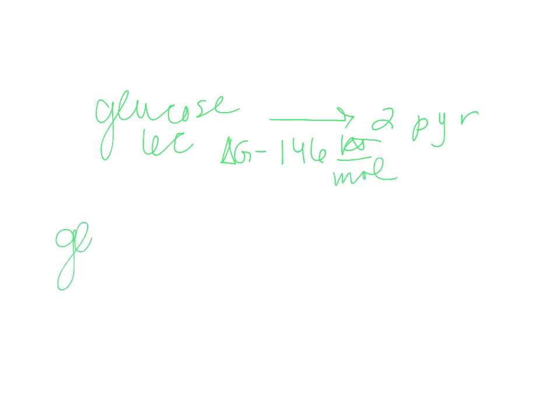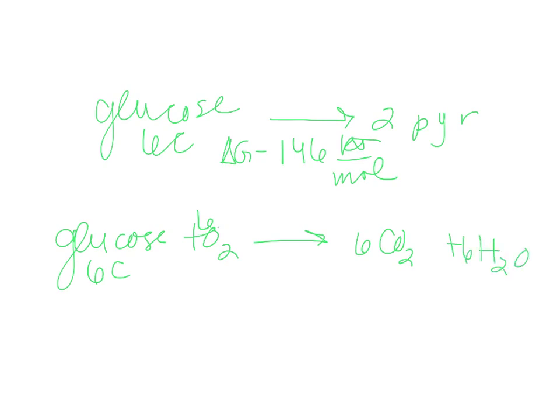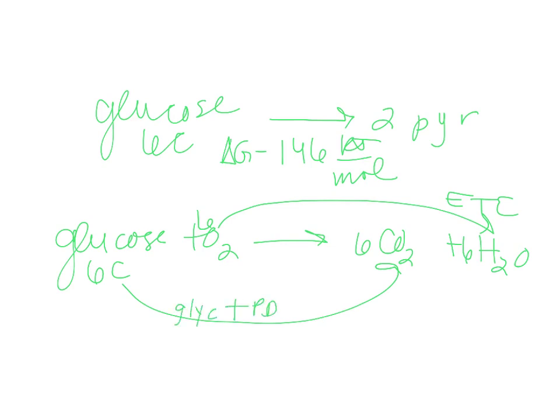But the complete oxidation of glucose, where all 6 carbons in glucose go to 6 carbons in CO2, and we also get out 6 waters. That should be 6 O2s. Just so you know, this part right here is electron transport chain. This part right here is glycolysis plus the PDC plus TCA cycle. Hopefully those don't all just look like letters.